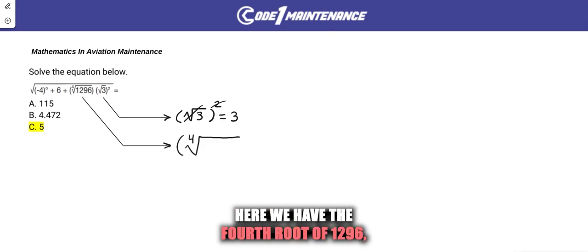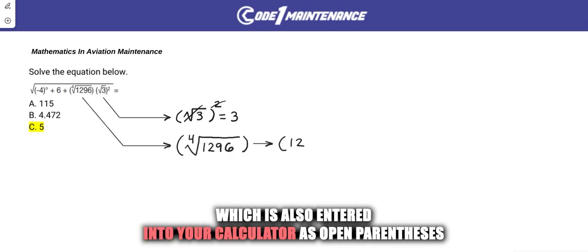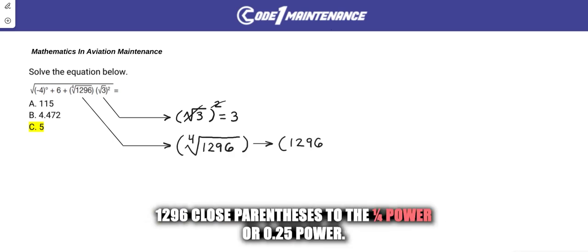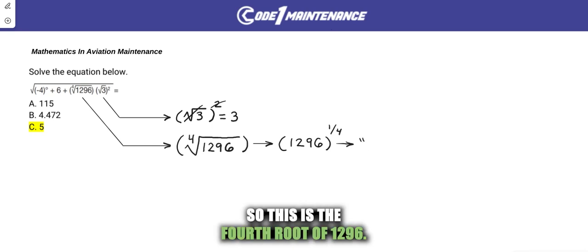Here we have the fourth root of 1296, which is also entered into your calculator as open parentheses 1296 close parentheses to the 1/4 power or 0.25 power. So this is the fourth root of 1296.